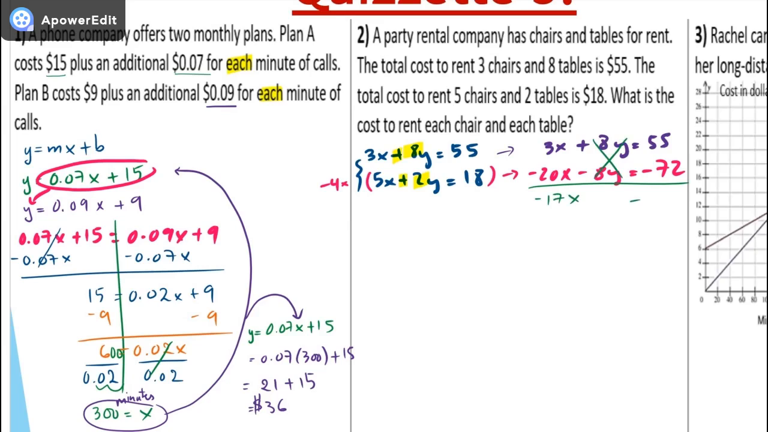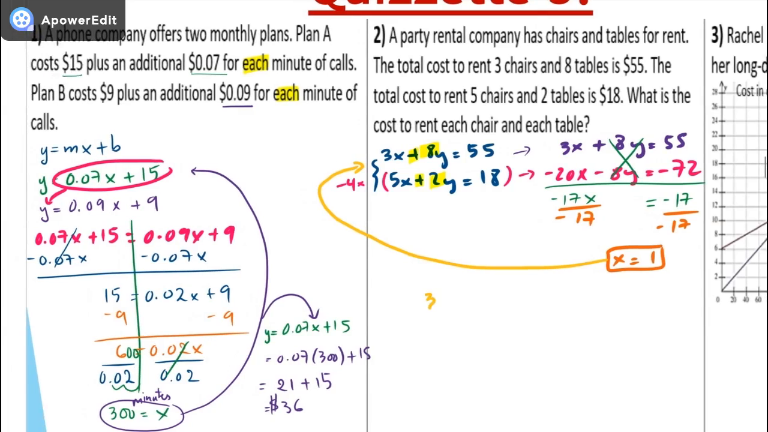y and y cancel each other out. 55 minus 72 is negative 17. Then we can go ahead and divide by negative 17 on both sides. x equal to 1. So it costs $1 to rent a chair. Okay, to see how much it costs to rent a table, we're going to plug it back into one of the originals. 3x plus 8y equal to 55. And your x is 1.